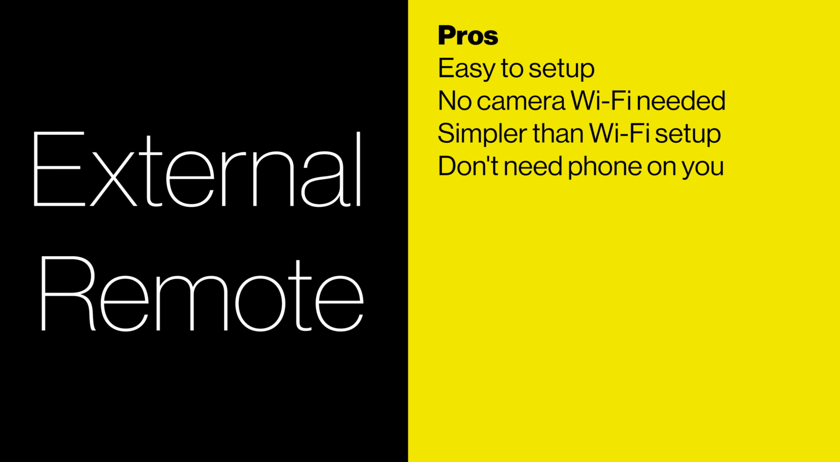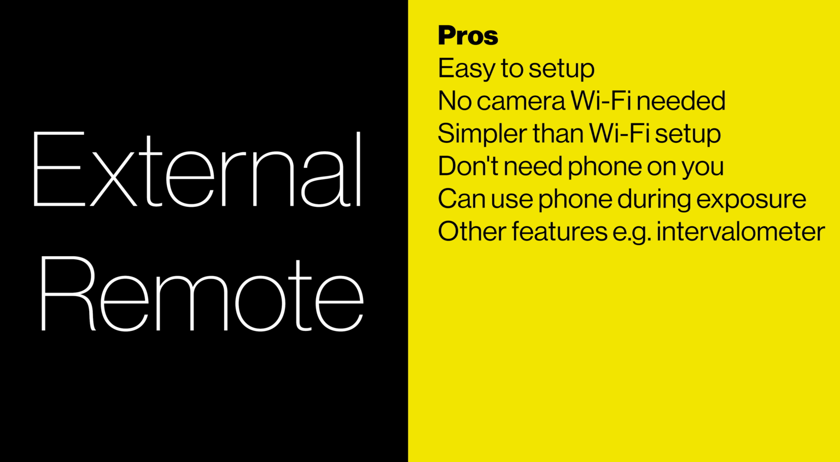And if you don't want to carry your phone around with you when you're taking photos, obviously if you're not using an app, you don't need your phone. And it doesn't matter if your phone battery's charged either. The battery in the remote will probably last a lot longer than the phone anyway. It also means we can use the phone for other things while we're shooting photos. And depending on the remote release you've got, we get other features like the ability to use an intervalometer to shoot time-lapse.